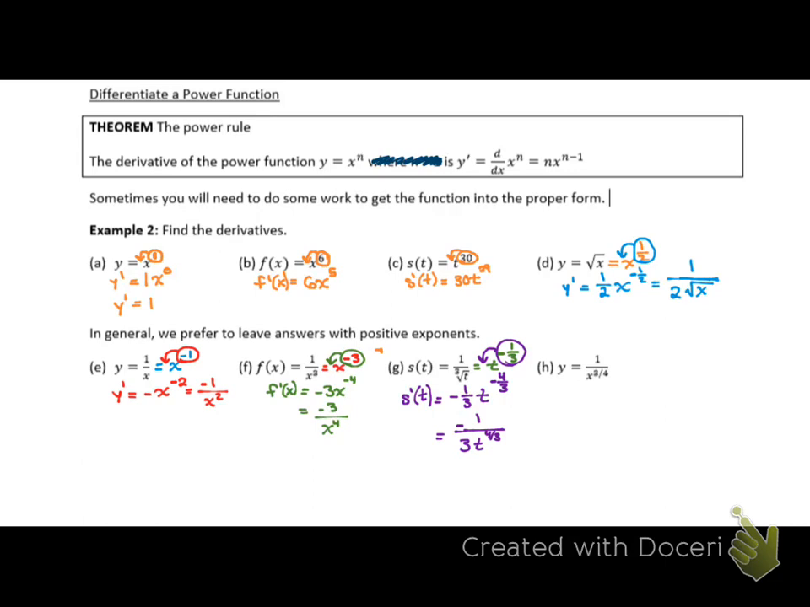And then for h, if I rewrite this, this is just x to the negative 3/4. So again, I'm going to take the power, move it to the front. We end up with negative 3/4 times x to the negative 7/4 because we're taking negative 3/4 and subtracting 1. And so that's your answer.